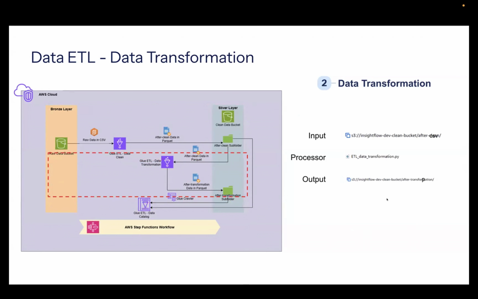And then next is the data transformation sub-stage. Here the input is the cleaned Parquet data from the previous step. We process this data with the ETL data transformation PySpark script, performing tasks such as field mapping, type conversion, and business logic processing. The transformed data are then saved as Parquet files as well in another subfolder of the silver layer, providing standardized and ready-to-use data for future analytics or warehousing.